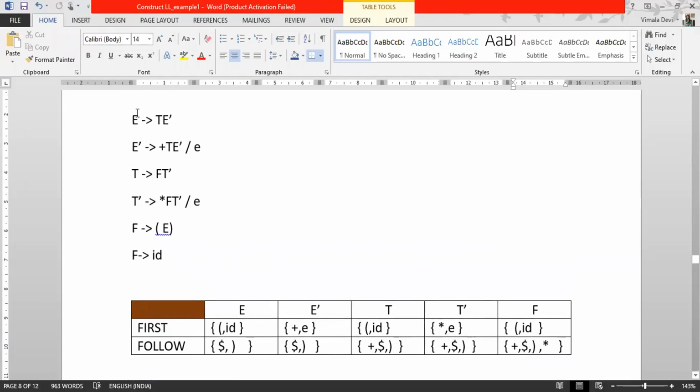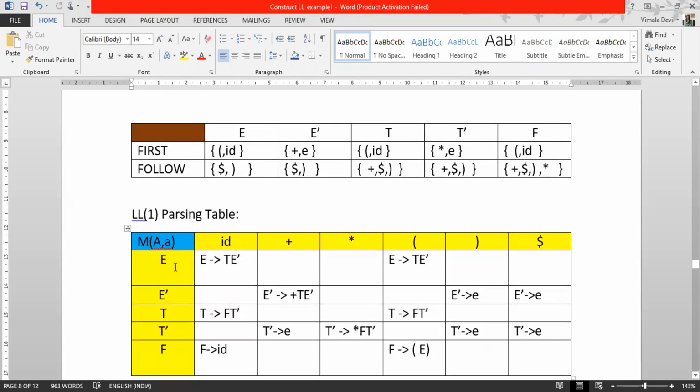What is the first rule given? E derives TE dash. Now we are supposed to fill this rule into the parsing table, but where? That is a question, right? So when you consider this rule, first you check what is first of E. What is first of E? It is nothing but open parenthesis as well as ID. It means at the cell E comma open parenthesis and E comma ID, we have to fill the rule E derives TE dash. You see here, at E comma open parenthesis and E comma ID, we filled the rule E derives TE dash.